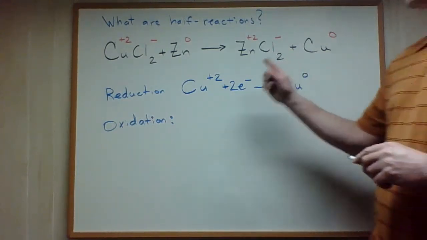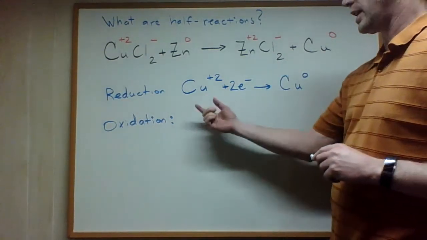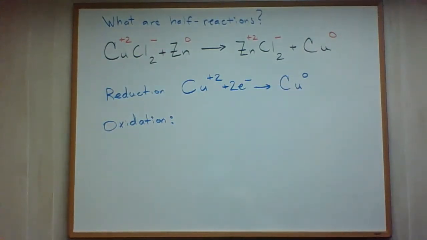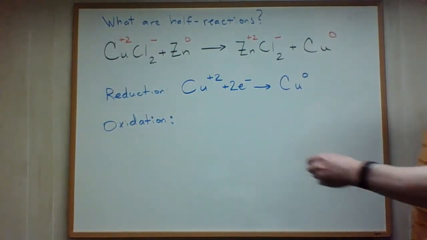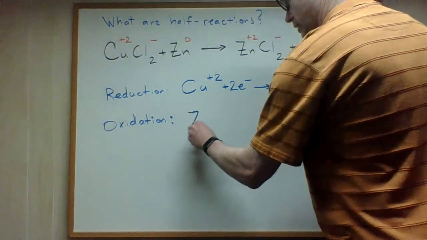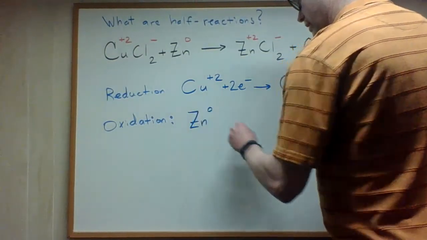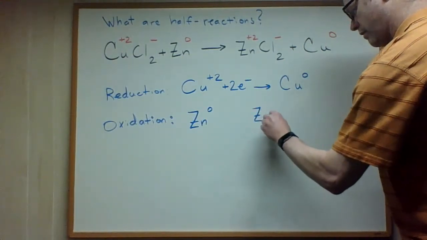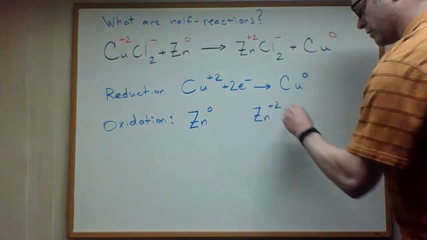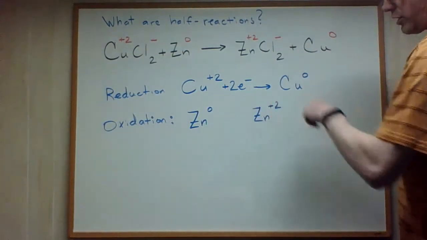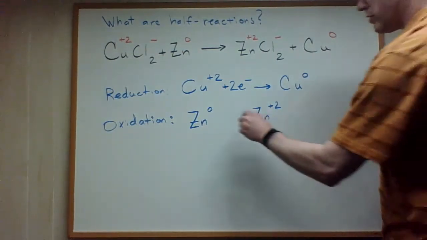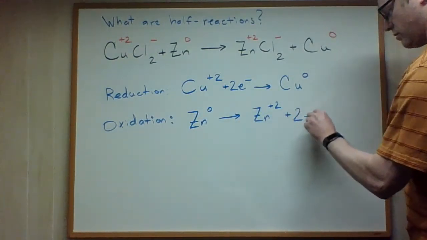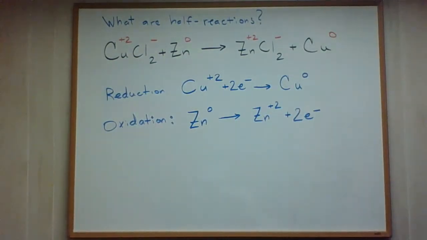We're putting in the electrons, and reduction is gain. Copper gained, went from plus 2 to 0. Okay? Where did the electrons come from? They came from the zinc. Zinc started out as 0, okay, and ended up as plus 2. Now how did it go from zinc 0 to zinc plus 2? Well, in order for that charge to have changed, it needed to give up 2 electrons. These are the same 2 electrons that the copper gained.